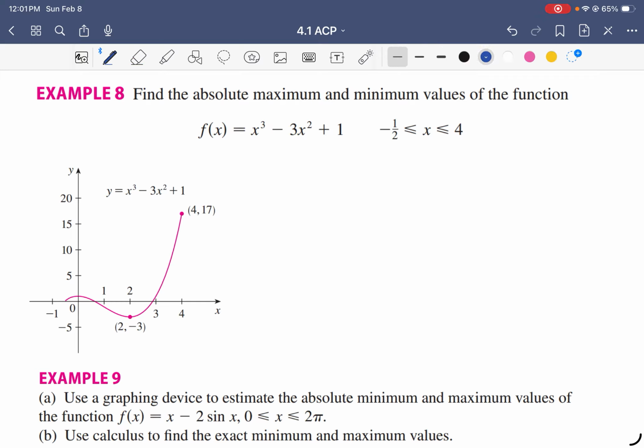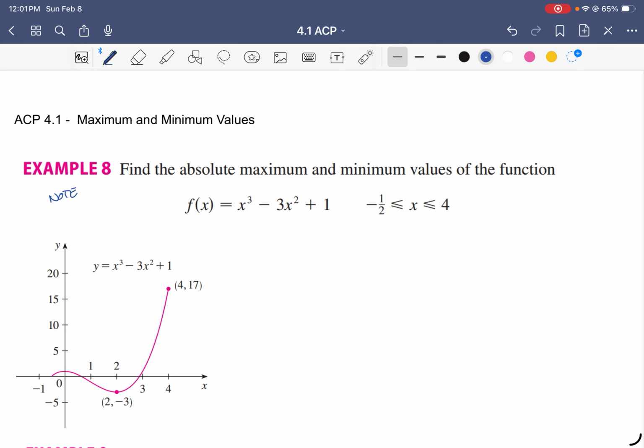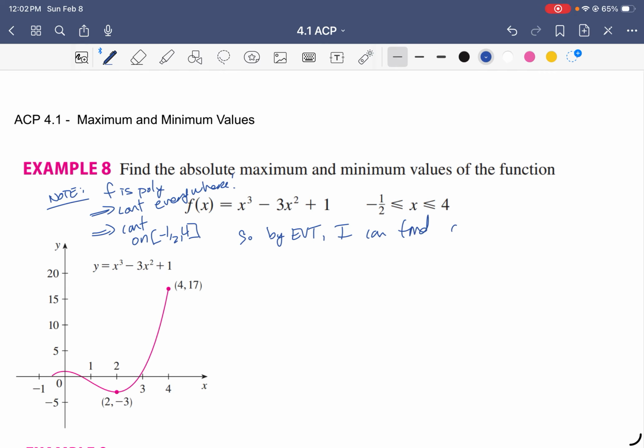So if we would now like to use algebra to find the absolute min and max values of this function, the first thing we would do is note that f is a polynomial. That means it's continuous everywhere. That means it's continuous on -1/2 to 4. So since we are continuous on a closed and bounded interval, by the extreme value theorem, I can find an absolute min and absolute max.